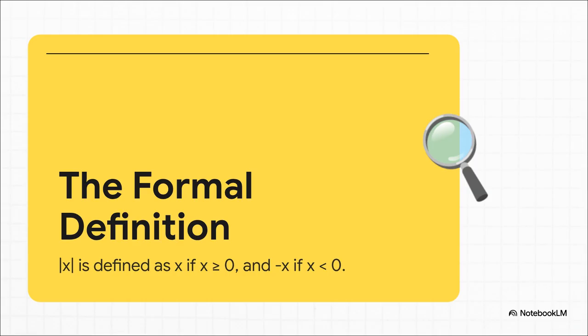This whole distance concept is what gives us the official, formal math definition. Now, it might look a little intimidating, but it's actually simple. It just says, if the number inside the bars is already positive or 0, don't touch it. But if the number inside is negative, you multiply it by -1 to get its positive distance. So for |-4|, you do -(-4), which gives you +4. Same answer, but a much more solid logic behind it.